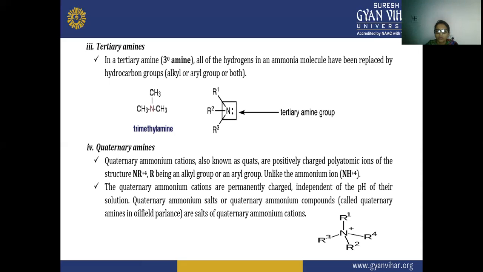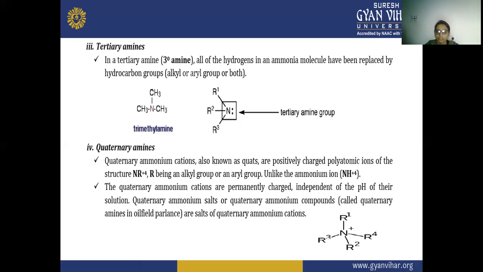The last is your quaternary amines. Quaternary ammonium cations, also known as quats, are positively charged polyatomic ions of the structure NR4+, with R being an alkyl group or an aryl group, unlike the ammonium ion, which is NH4+. So quaternary amines are also known as quaternary ammonium cations, and these are also known as quats.